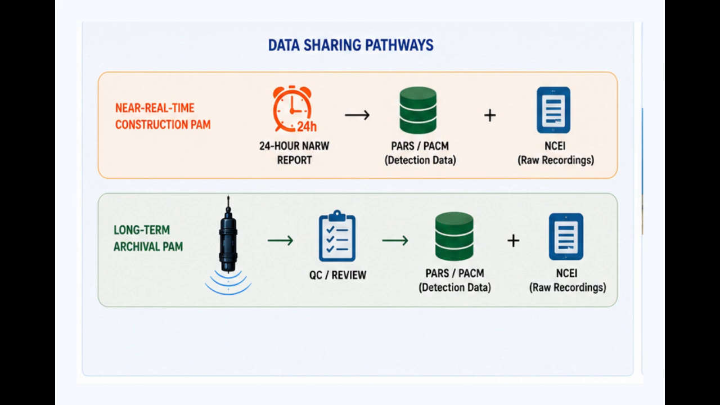Each pipeline has quality checks, but the checks are different because the failure modes are different. In a construction PAM plan, the data pipeline is built around real time mitigation. A PAM system transmits or processes the acoustic data. A PAM operator reviews detections in real time. The detection is communicated to the mitigation team. And if the detection meets the conditions in the approved monitoring plan, it can support a delay or shutdown decision.